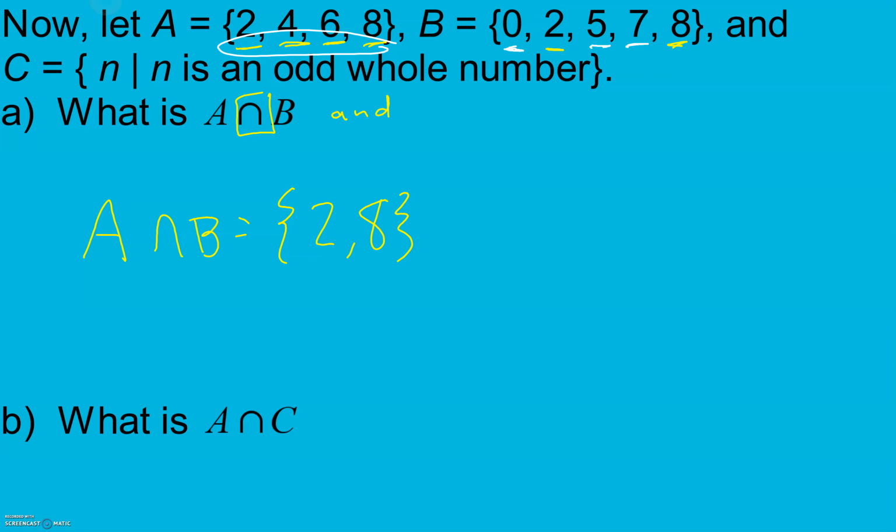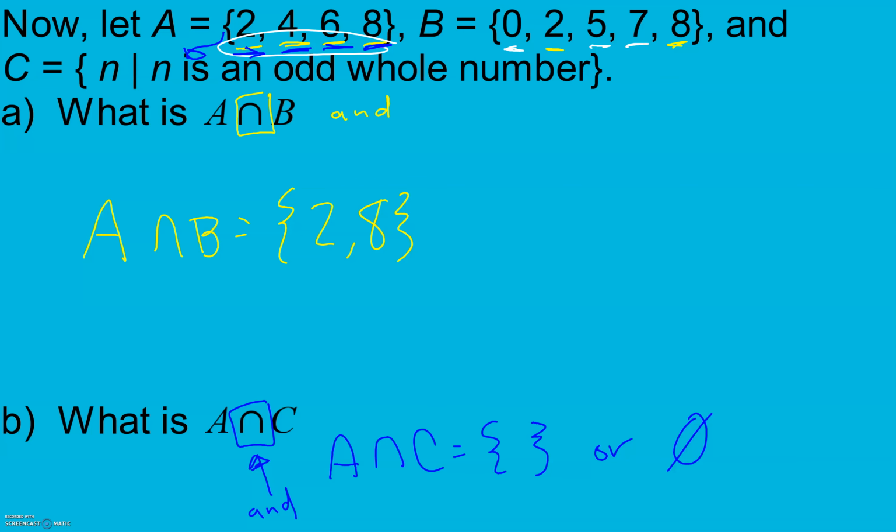For B, I want the intersection of A and C. So things that are in A, and in C. So if I look, C is an odd whole number. So I need to check A and see if any of those are also odd whole numbers. 2 is not, 4 is not, 6 is not, 8 is not. So here, I don't have anything in my set, or we could say it's an empty set or a null set. Okay, there's nothing in both A and in C. C is odd whole numbers. A are just even. So there's nothing there.